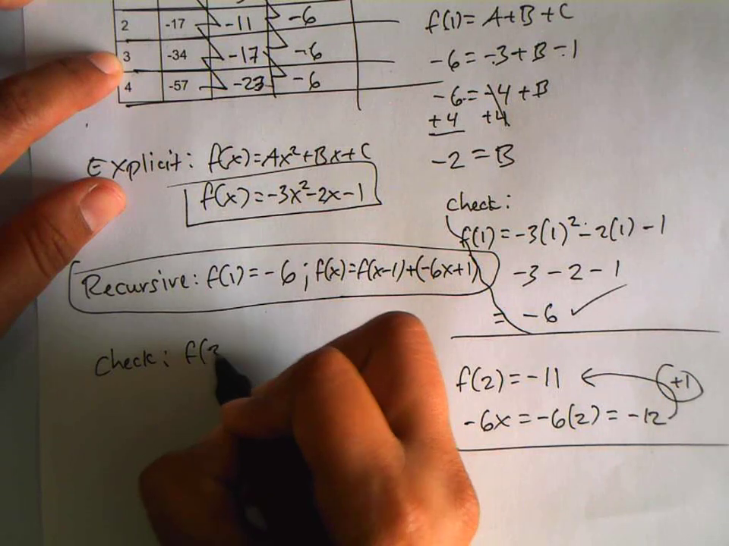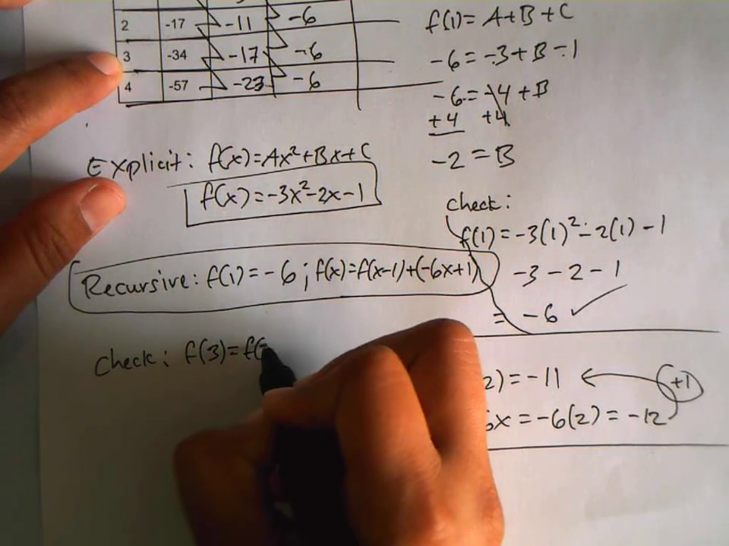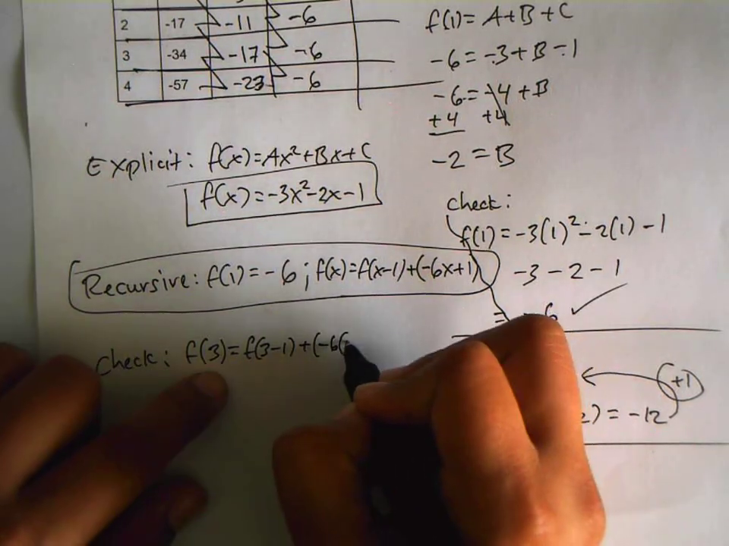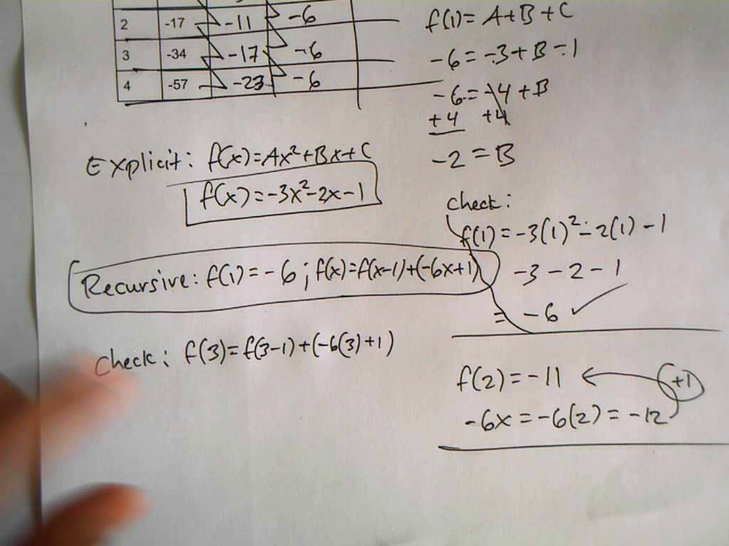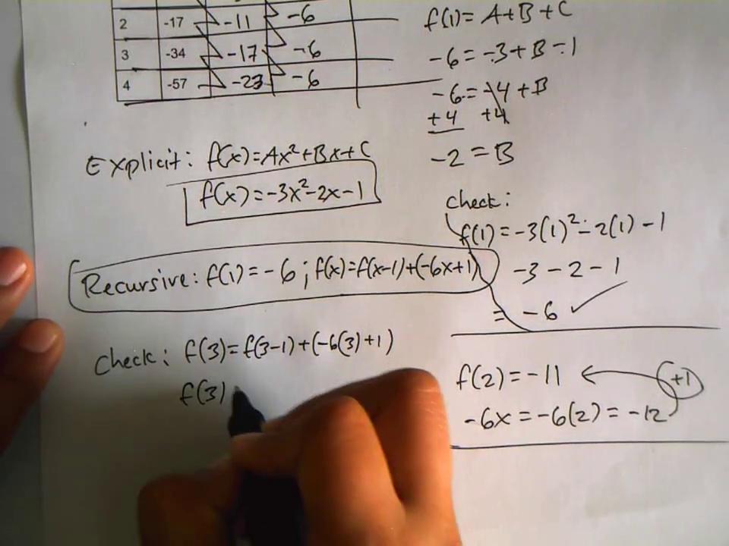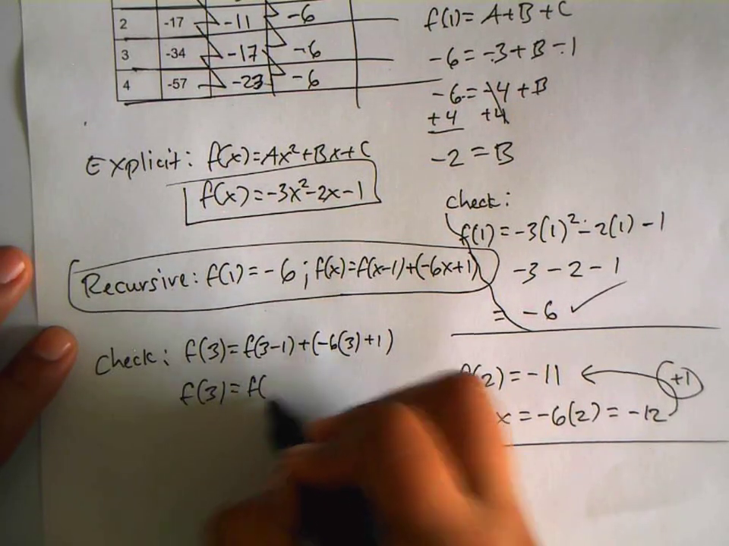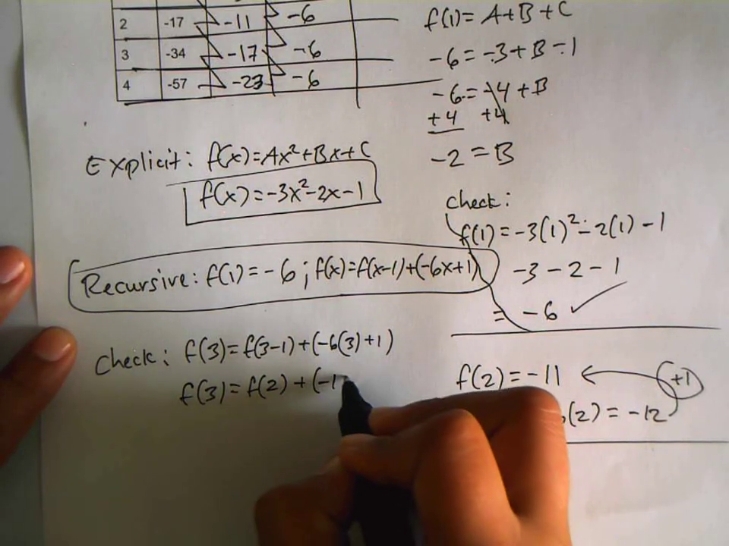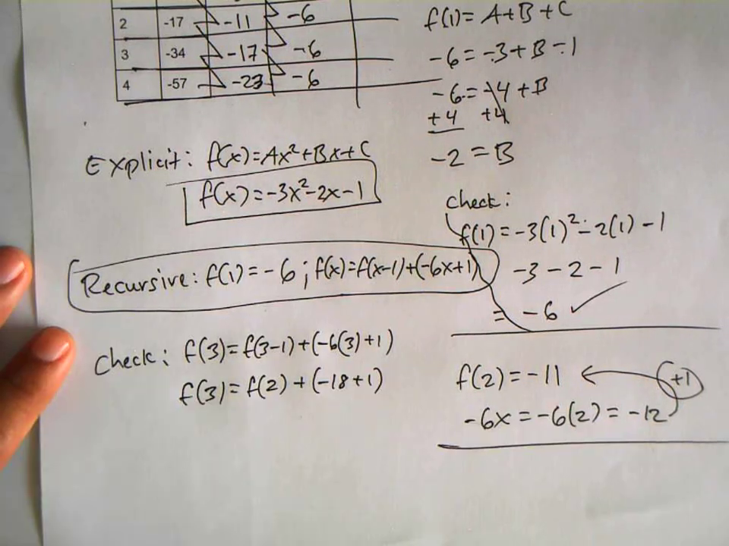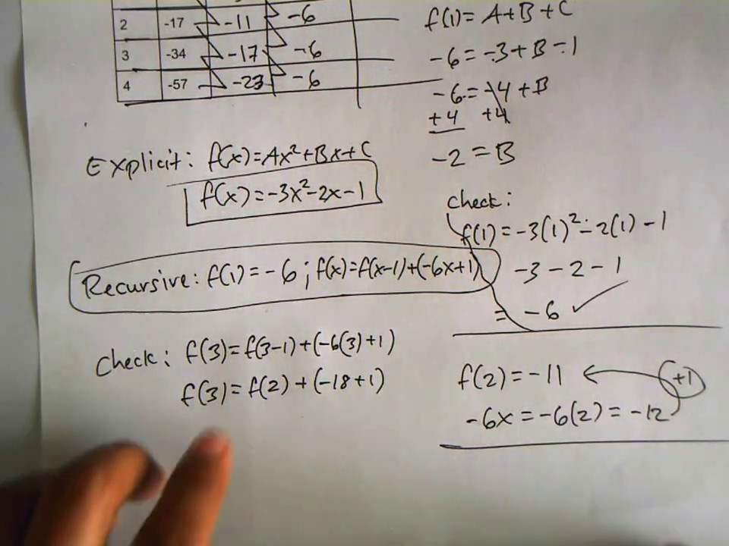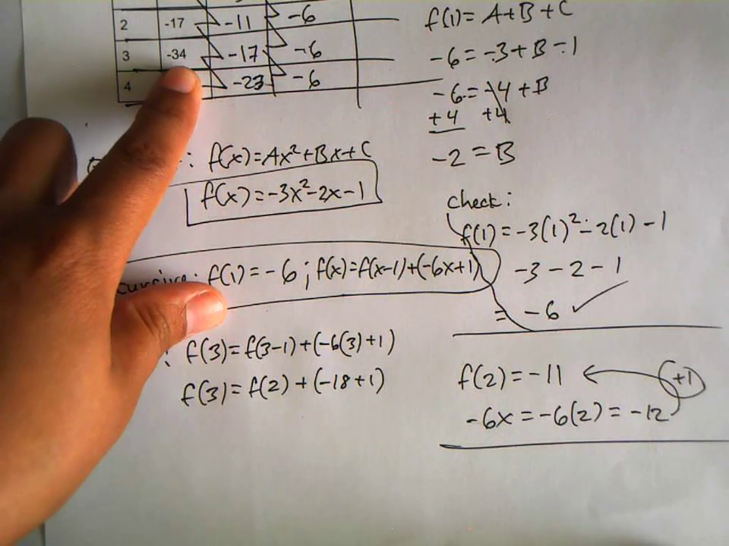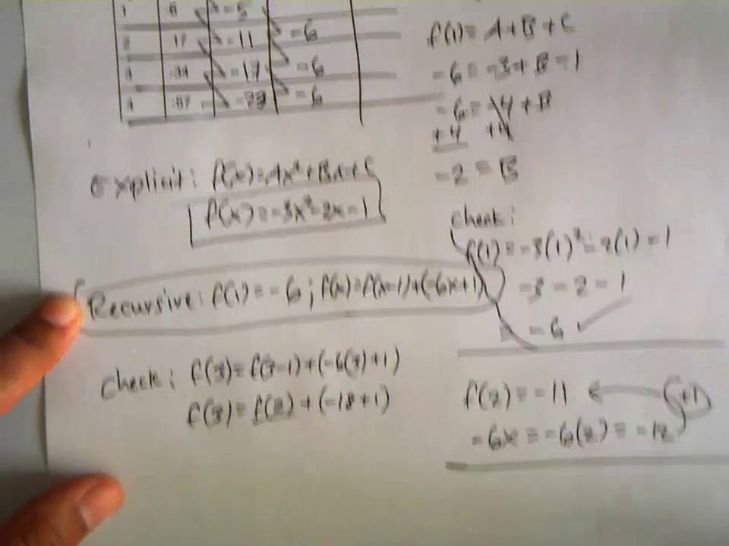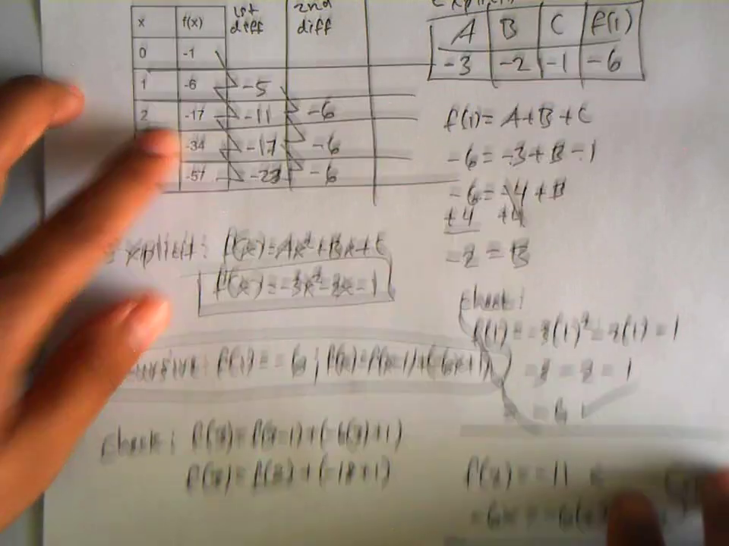F of 3 is equal to f of 3 minus 1 plus negative 6, well, our x is 3, so place that there, plus 1. So f of 3 is equal to f of, well, 3 minus 1 is 2, plus negative 18 plus 1. Okay, so what we're looking for f of 3 is negative 34. Let's hope. So f of 2, let's put in the value for f of 2 here to check it. Our value is negative 17.